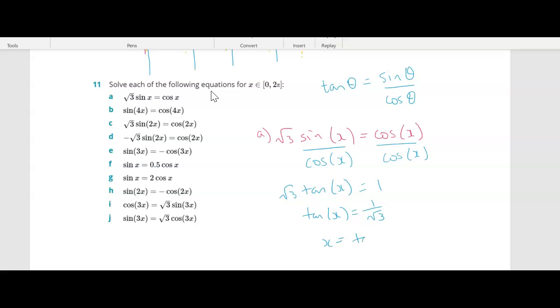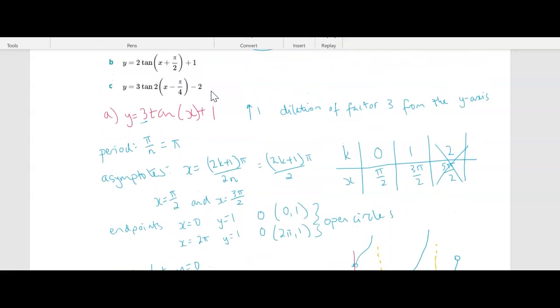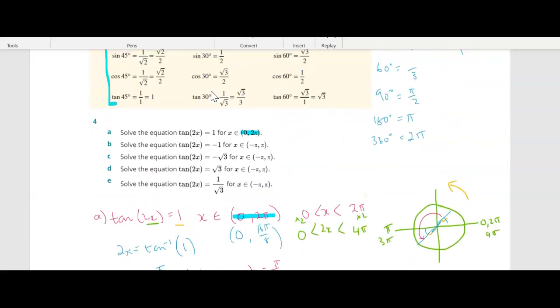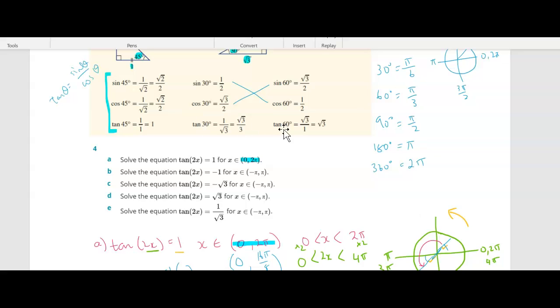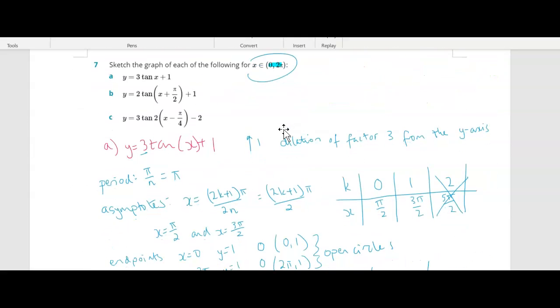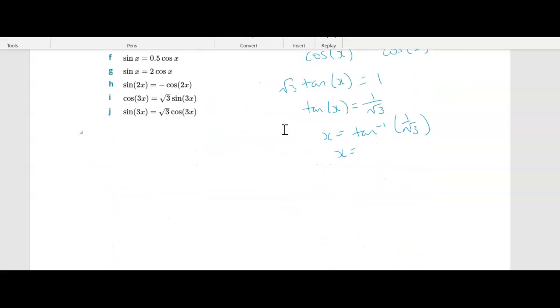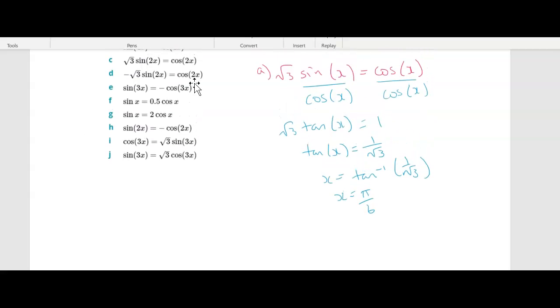So this is where you need to know your exact values, which I don't. So I'm going to scroll up through those notes. And tan 30. Remember, we don't use degrees, so it's going to be pi on 6. All right, pi on 6. I'm not going to do too many. I think I just said that before.